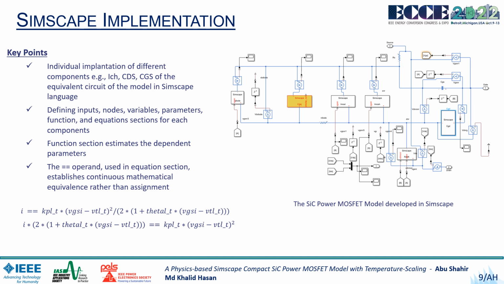The double equal operand used in the equation section establishes continuous mathematical equivalence between the left and right hand side expressions. This signifies that the equation represents a symmetric mathematical connection between the left and right hand operands rather than assignment. Throughout the simulation, this equation is assessed on a regular basis. For example, the two equations at the bottom have the same meaning in the equation sections in Simscape language.